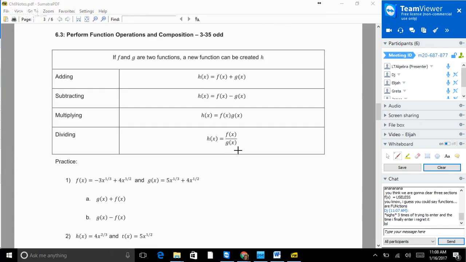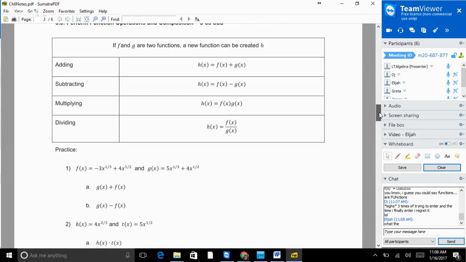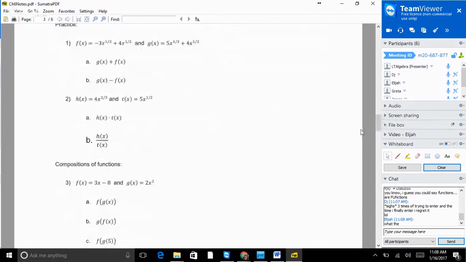So what does this look like practically? It's actually not too bad. Elijah says, what in the world? It looks crazy, but I promise it's not that crazy.